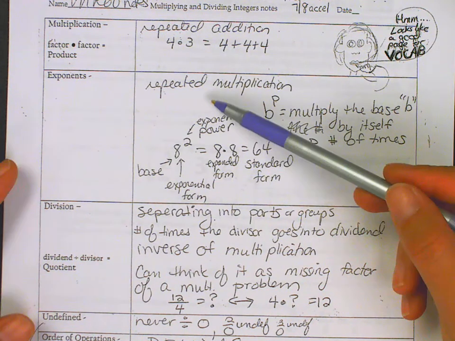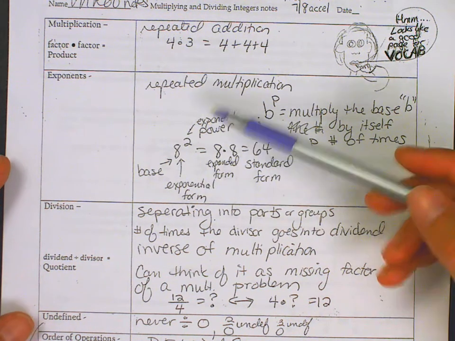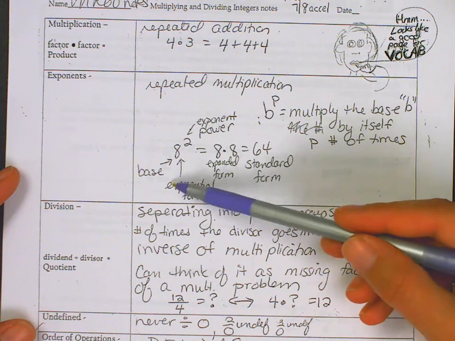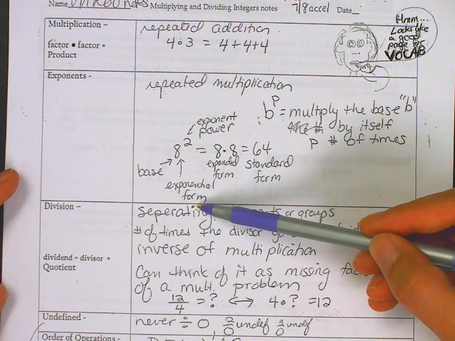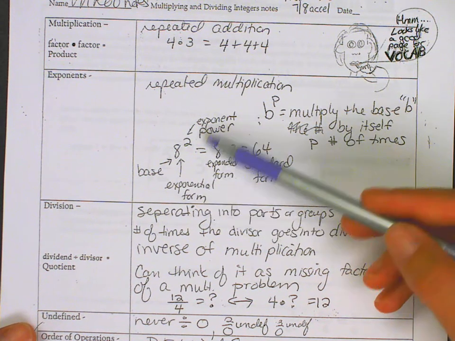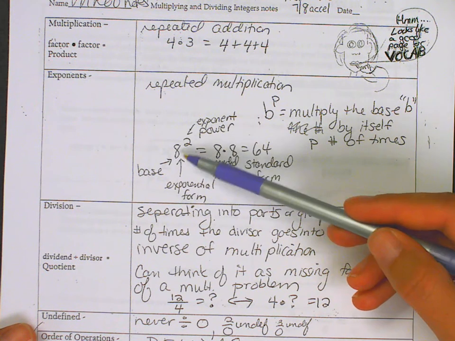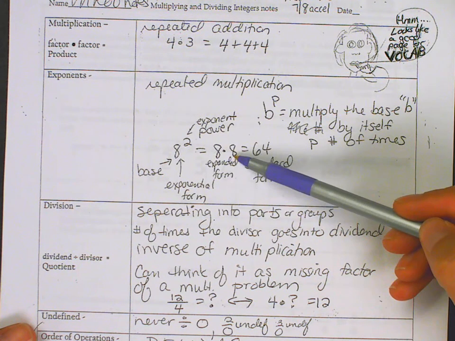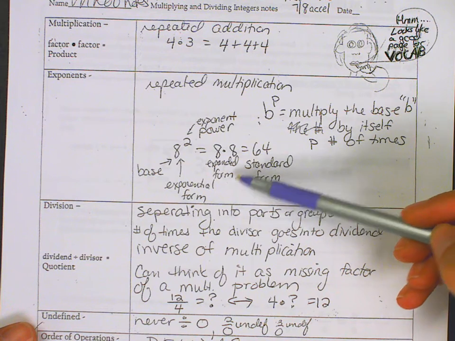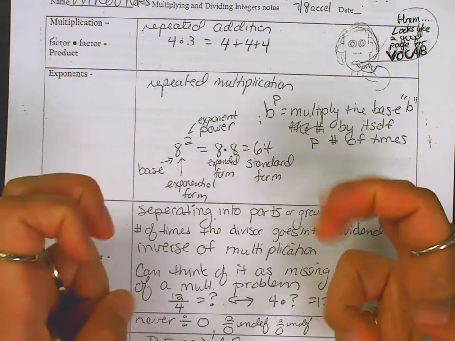I discussed this when we did place value. This is written with an exponent, hence exponential form. When you did this in elementary school, you expanded it out. That 2 means I multiply the base times itself 2 times. That's expanded form. And then the final answer is called standard form.